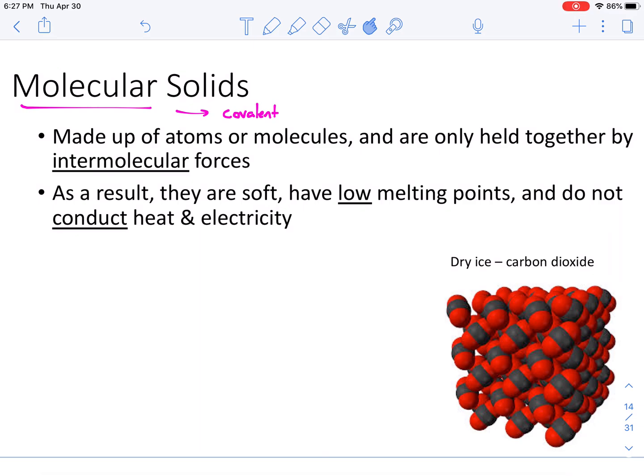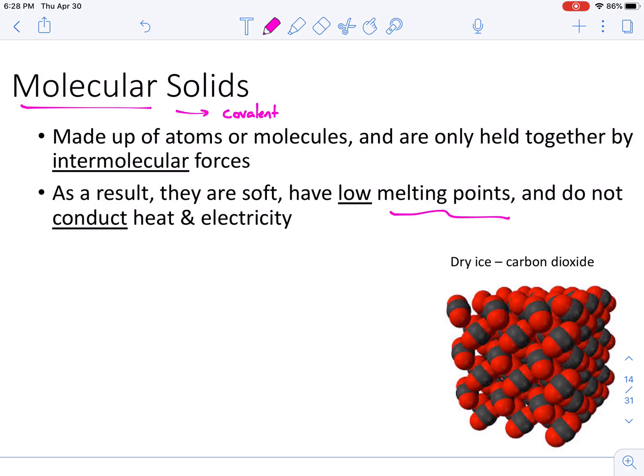Because these are only held together by intermolecular forces like dipole-dipole, hydrogen bond or LDF, they have relatively low melting points, meaning we can kind of break them down rather easily. And they don't have free ions, so they can't conduct heat, they can't conduct electricity, because they can't move that charge from one place to another. But indeed, it is easy to break them apart, and one of the ways we measure the ability to break something apart is the melting point.